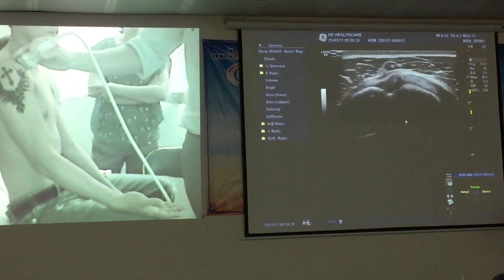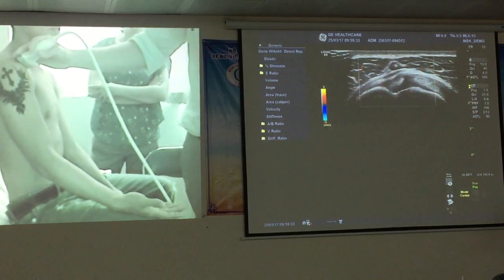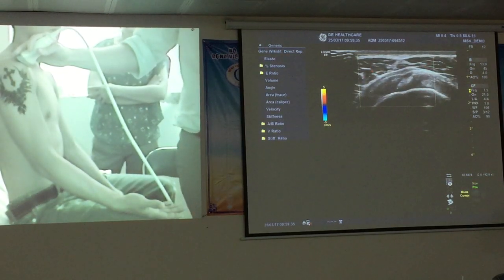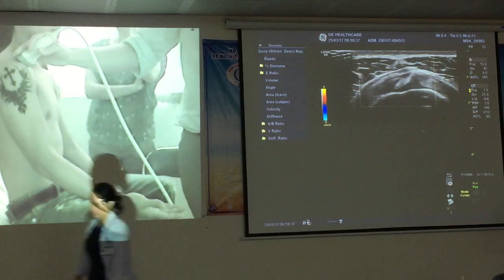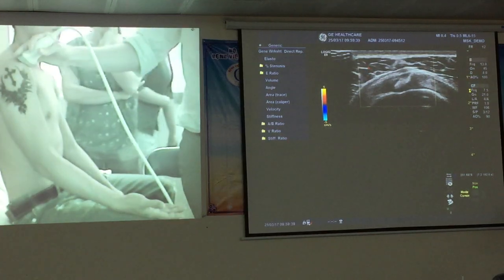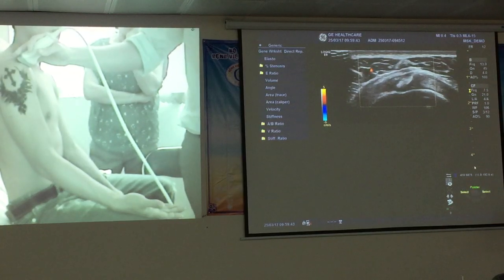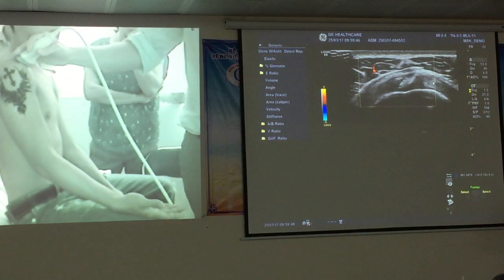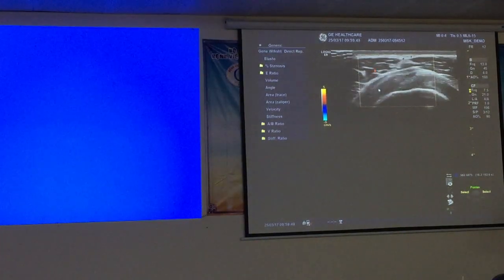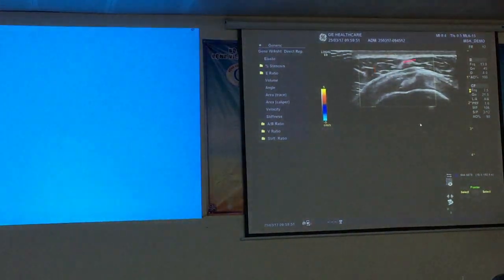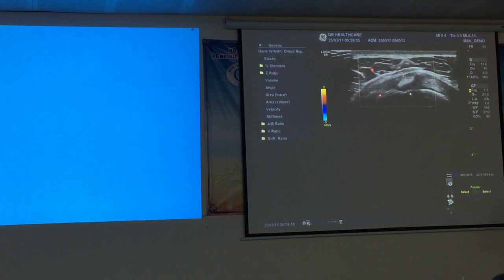So up the top here, I also put on color just to make sure that in the rotator interval, there's no hyperemia. So this here is subscapularis. This is supraspinatus. This is long head of biceps.